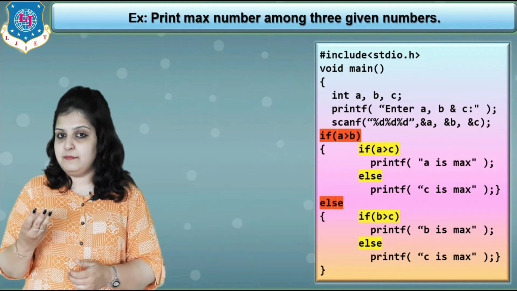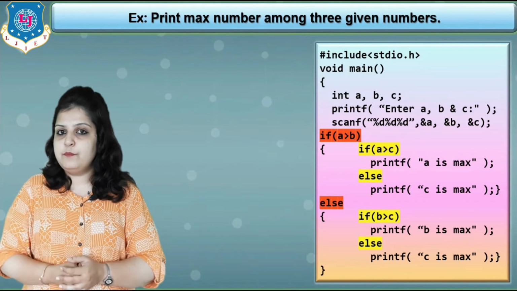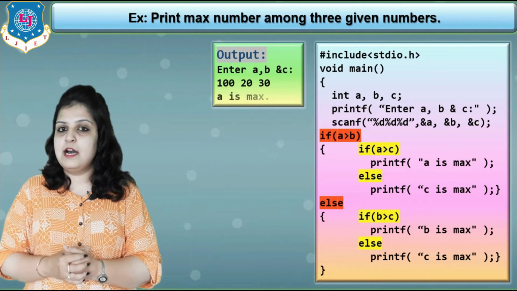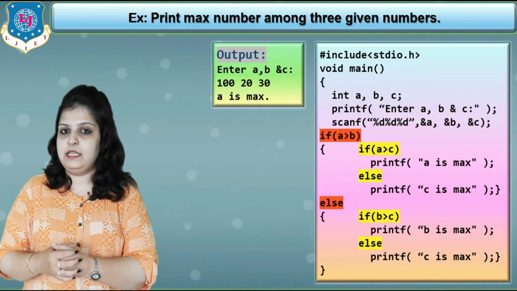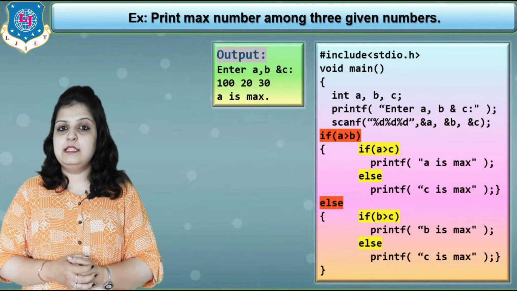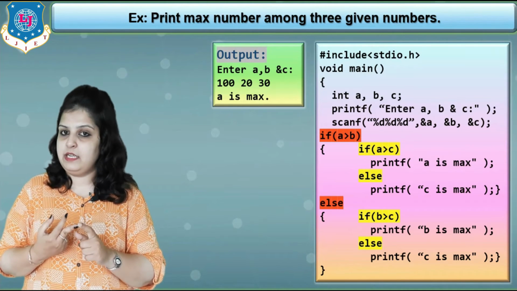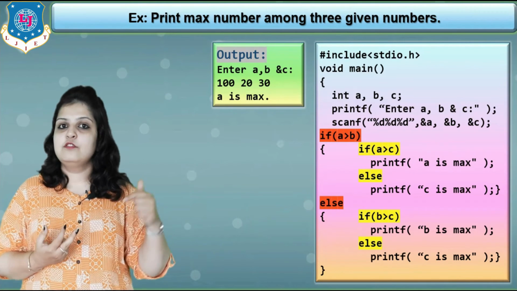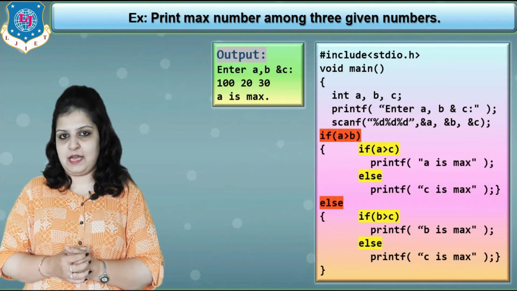So there are 3 possibilities here, and our output is like this. Suppose I enter the value of a as 100, value of b as 20 and c as 30. In this case, 100 greater than 20, yes. Then check 100 greater than 30, yes. So our output is a is max.